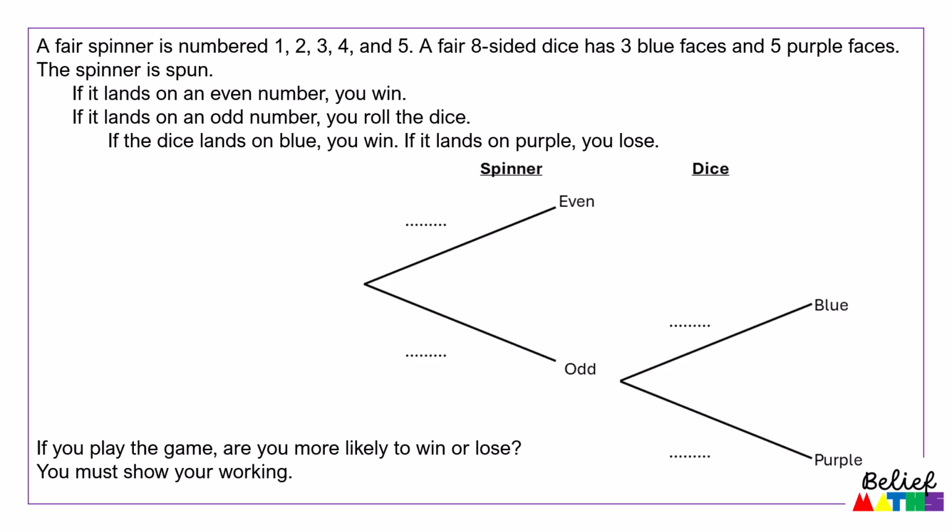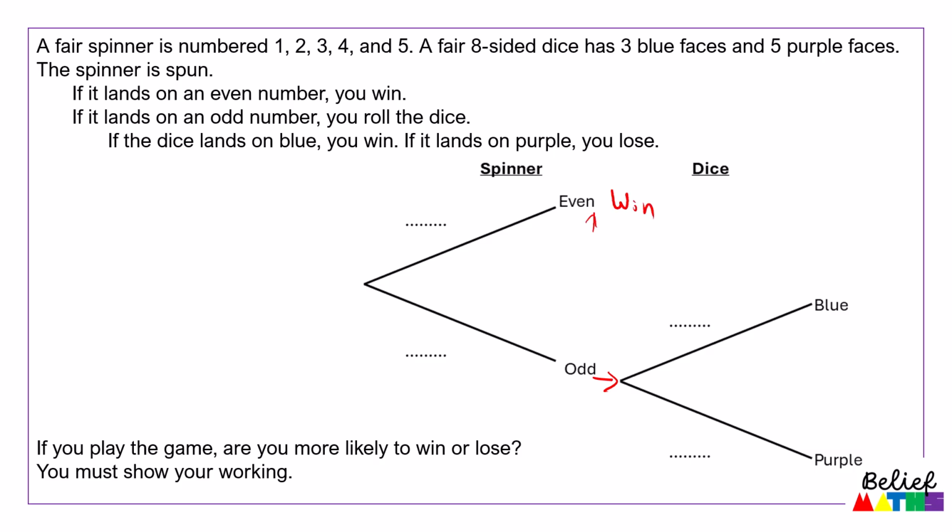So it says a fair spinner is numbered 1, 2, 3, 4, and 5, and then a fair 8-sided dice has 3 blue faces and 5 purple faces. It says the spinner is spun. If it lands on an even number, you win. If it lands on an odd number, you then roll the dice, which is why we end up with branches here after odd and not after even, because after even, you just win.